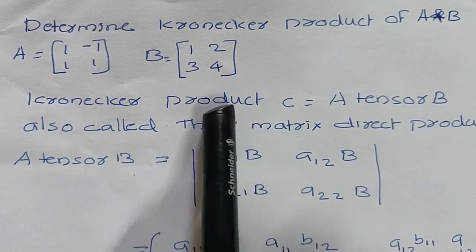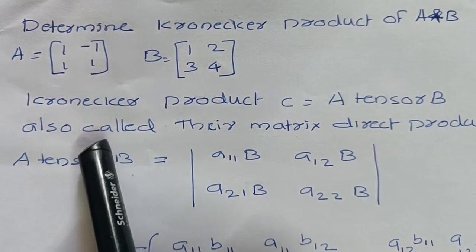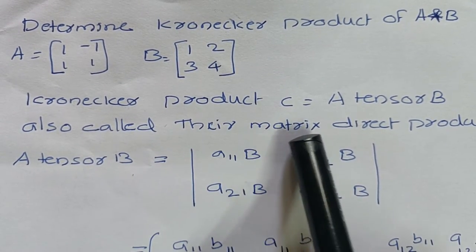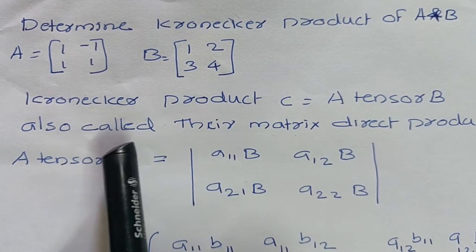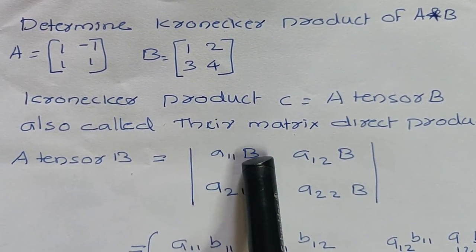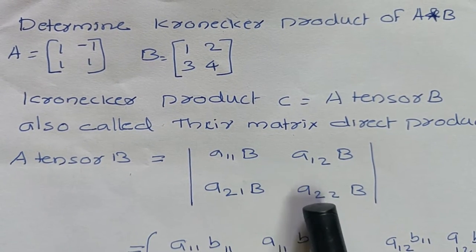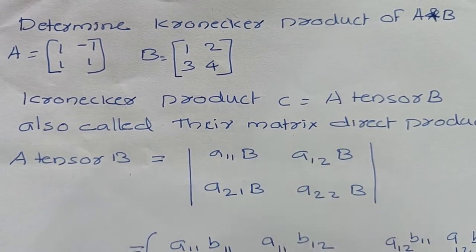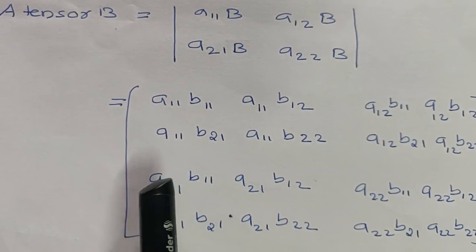Kronecker product of A and B is equal to A tensor B, which is also called their matrix direct product. This means that the Kronecker product of A and B is equal to A tensor B, which is equal to A 11 into B, A 12 into B matrix, A 21 into B matrix, A 22 into B matrix. Okay, we can expand this now.